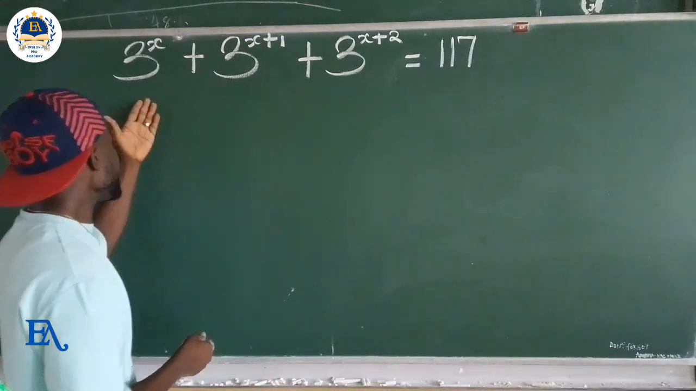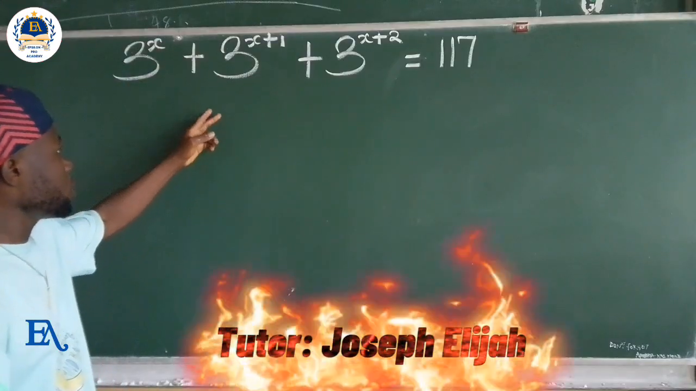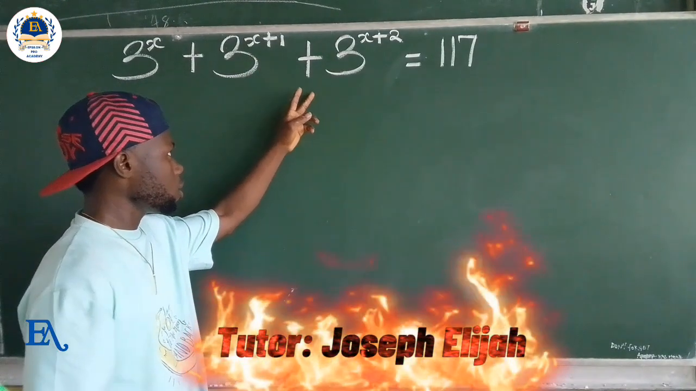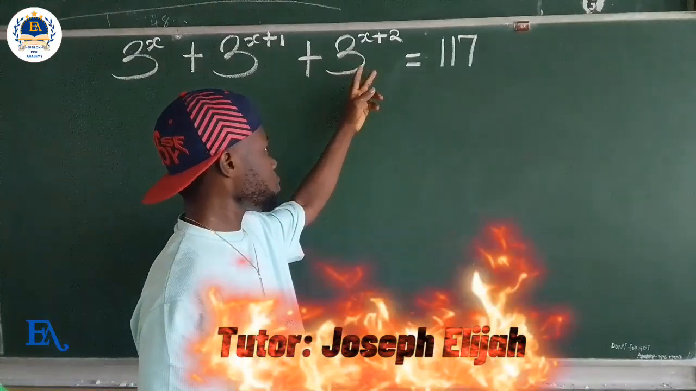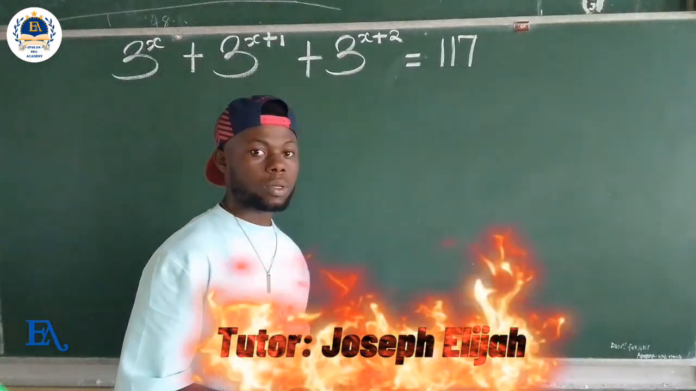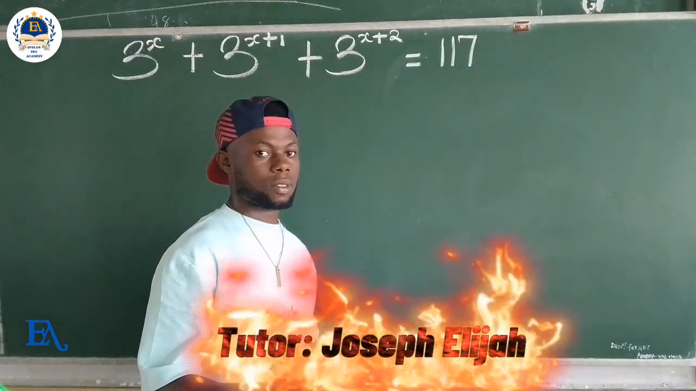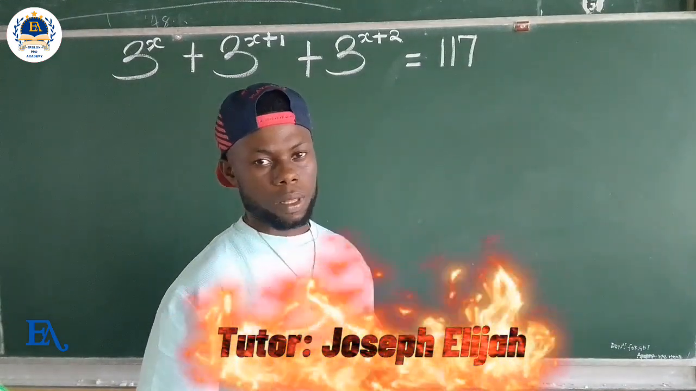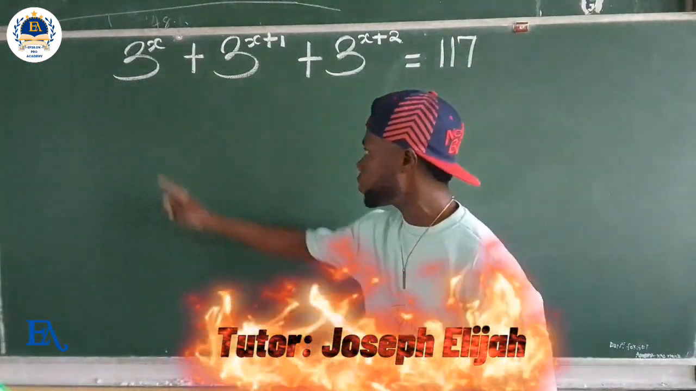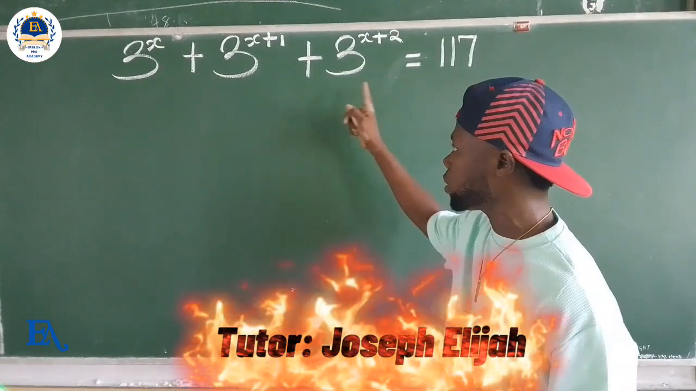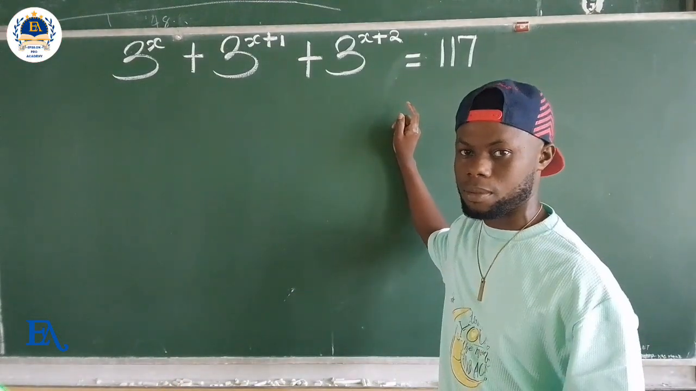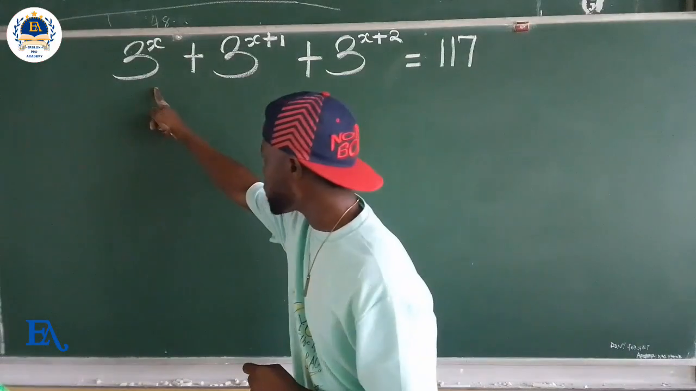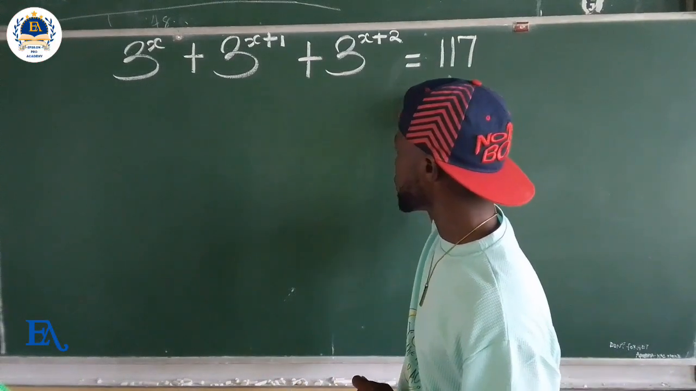So we have 3 raised power of x plus 3 raised power of x plus 1 plus 3 raised power of x plus 2 is equal to 117. How do you solve this? This is very simple. Now let's consider each of these numbers written. They are called terms, but I'm going to use the term number.